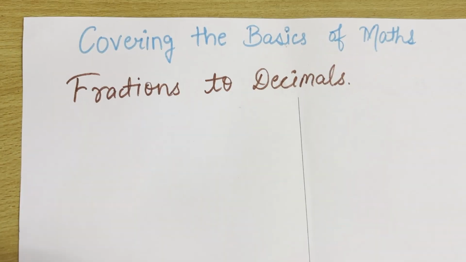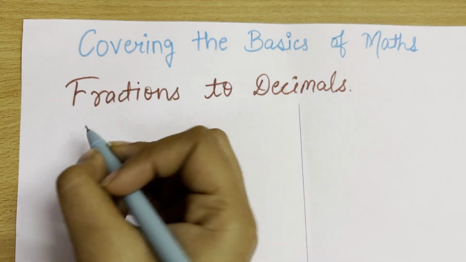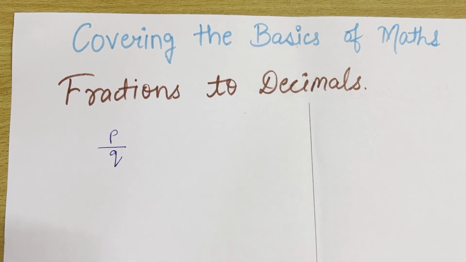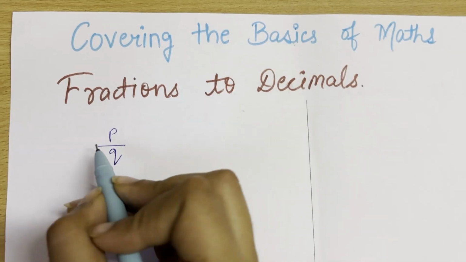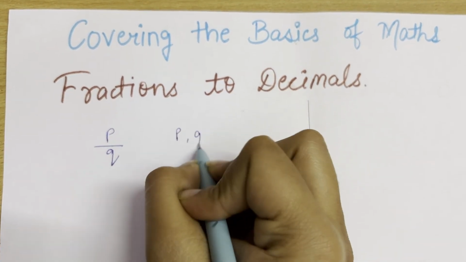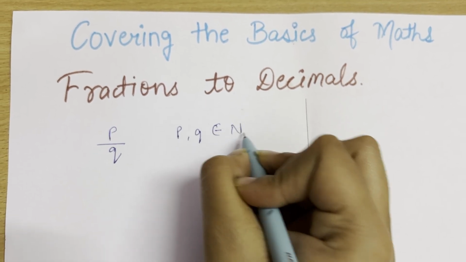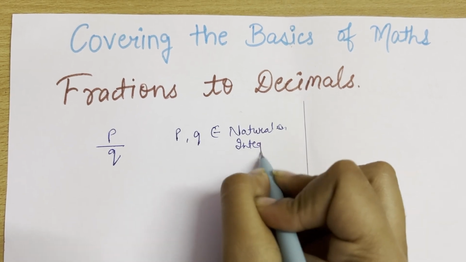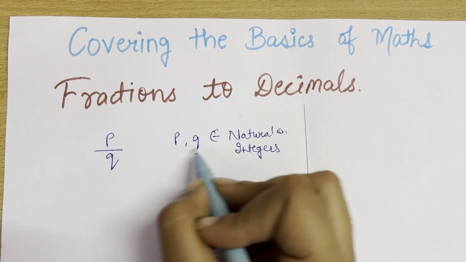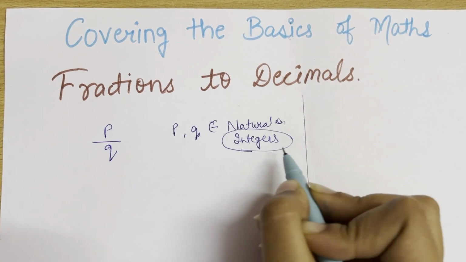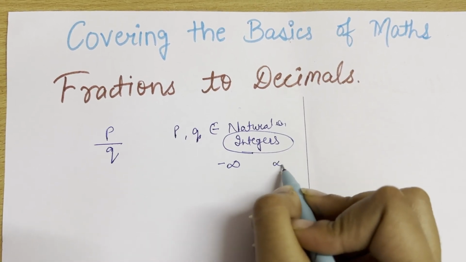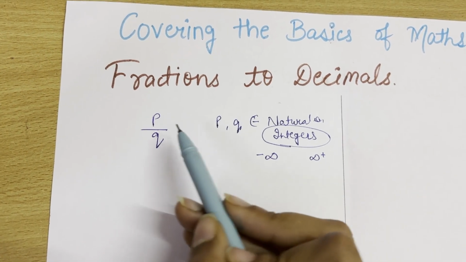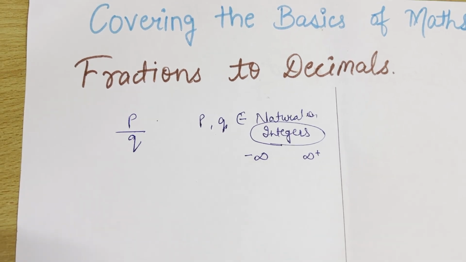So what are fractions? Fractions are the numbers that can be represented as something upon something. So here I am telling it as something upon something, which I have written as P by Q, where P and Q could be any natural number or whole or integers. Basically, P and Q could be any integers. So what are integers? Integers are numbers from minus infinity to plus infinity.